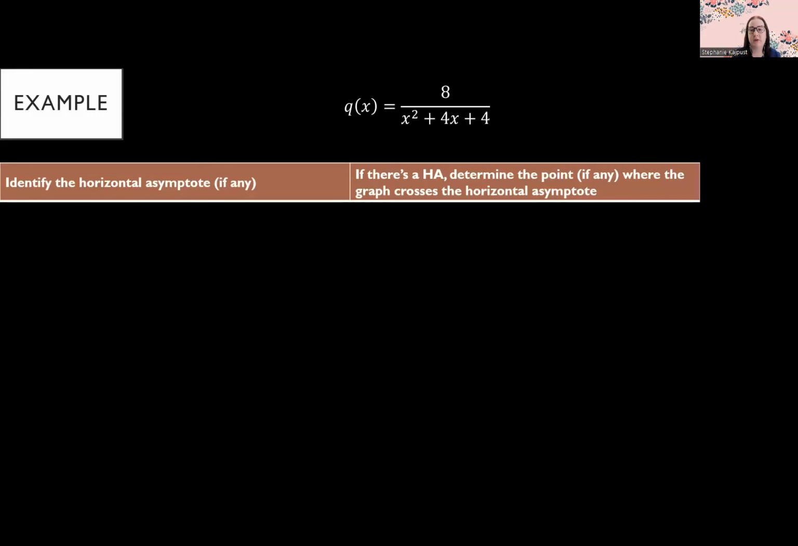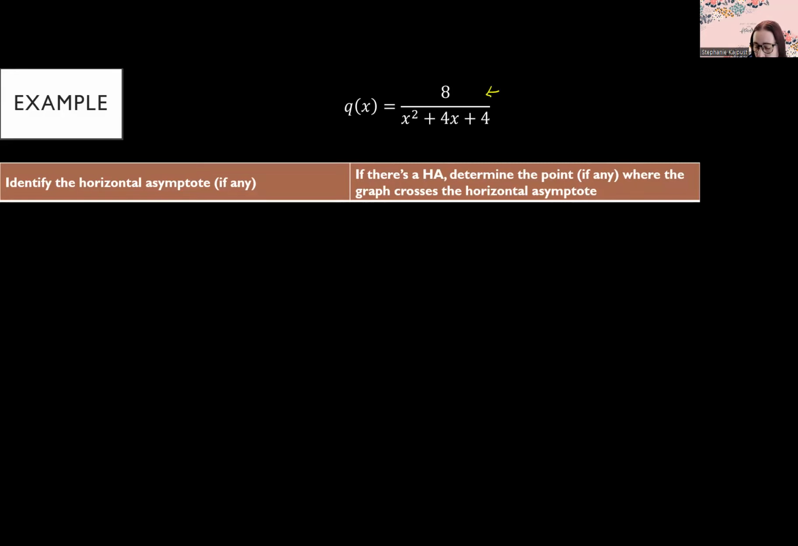So here, our first example, we've got this rational equation or function. We've got 8 over x squared plus 4x plus 4. So we need to determine what case are we in, what is the horizontal asymptote, if there is one. So on top, there is not an x. So notice that the top is just a number.